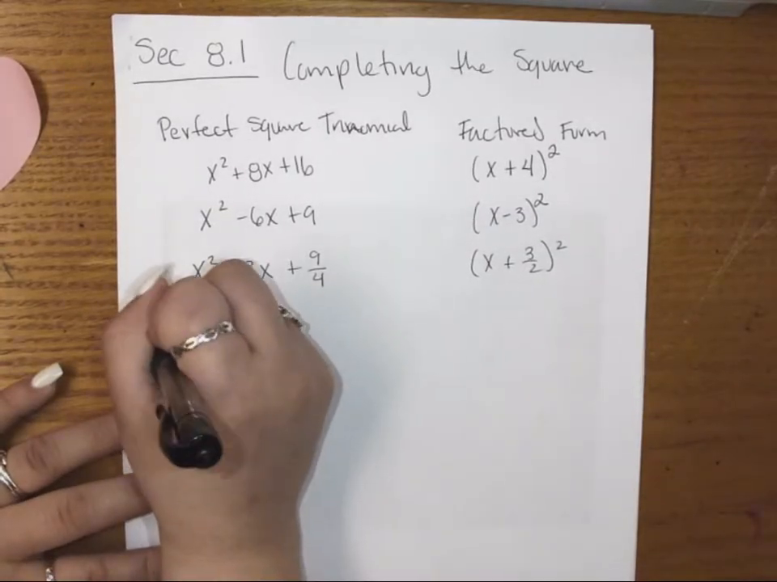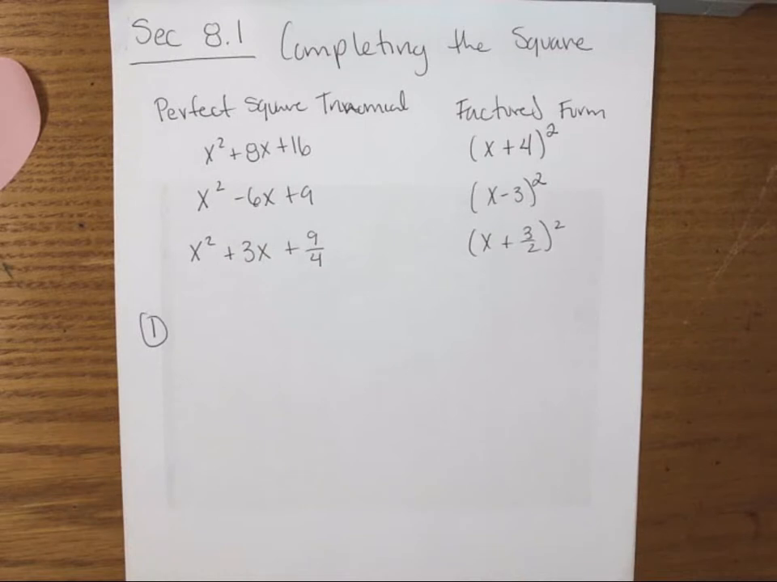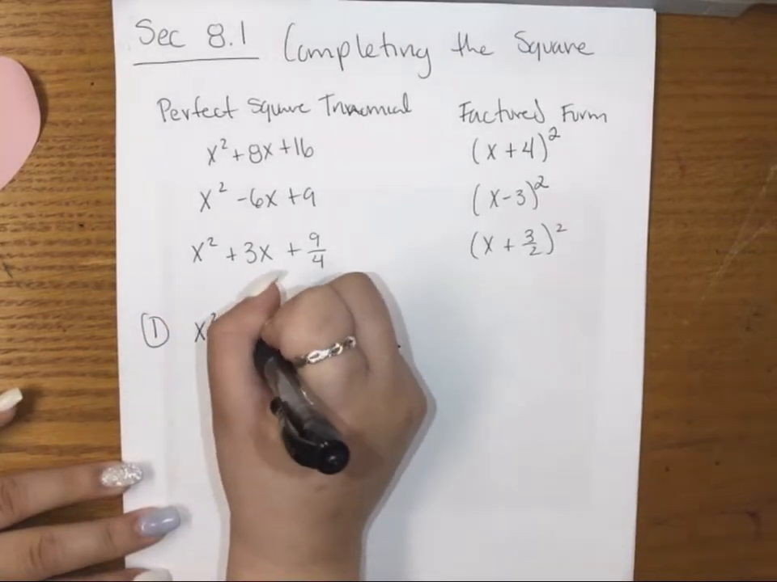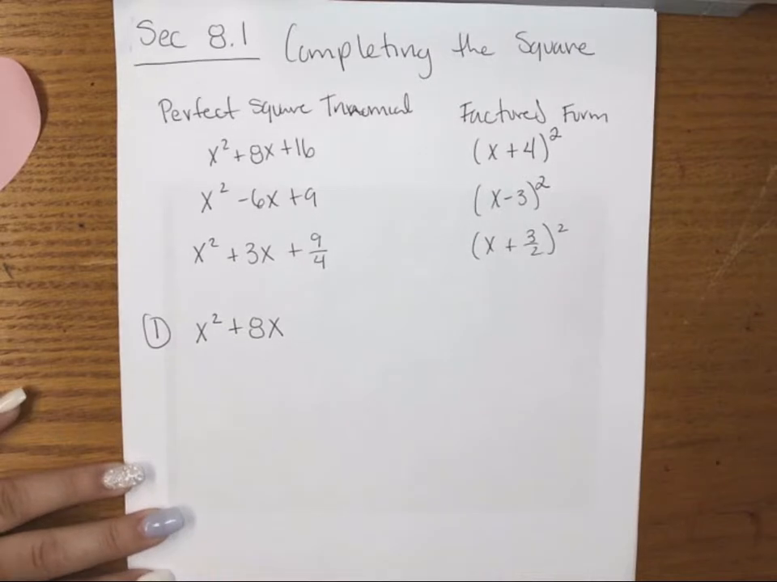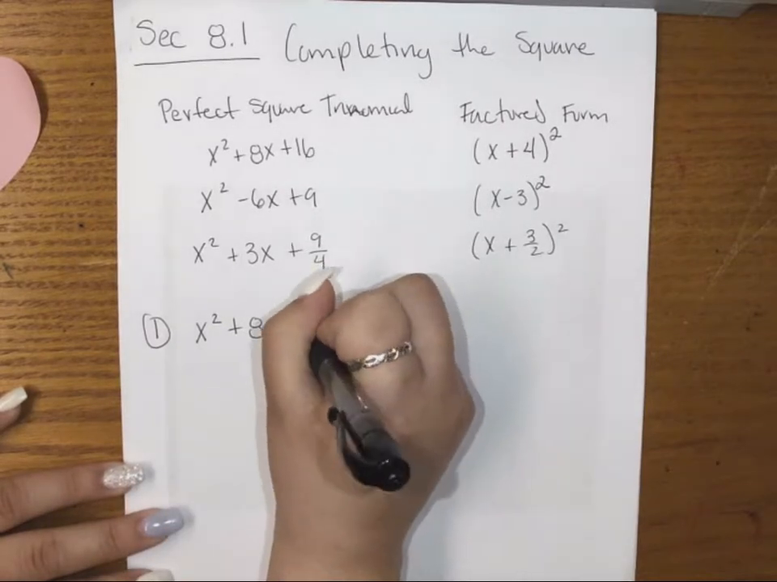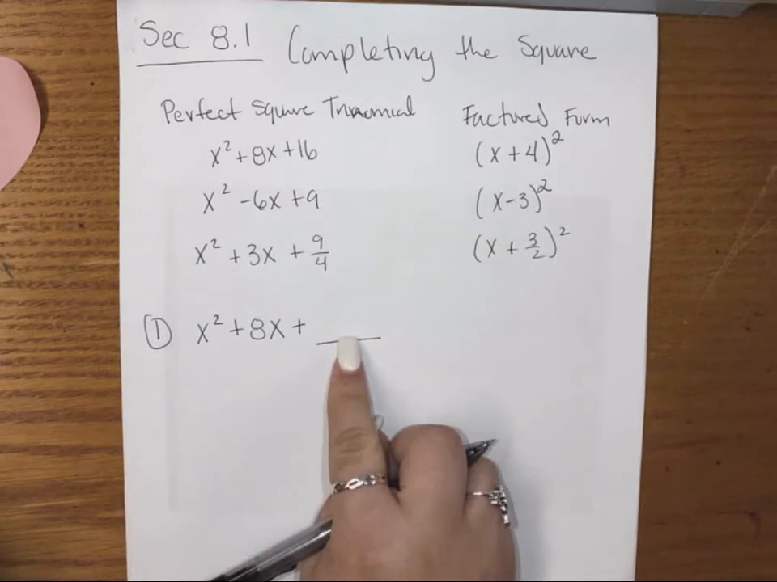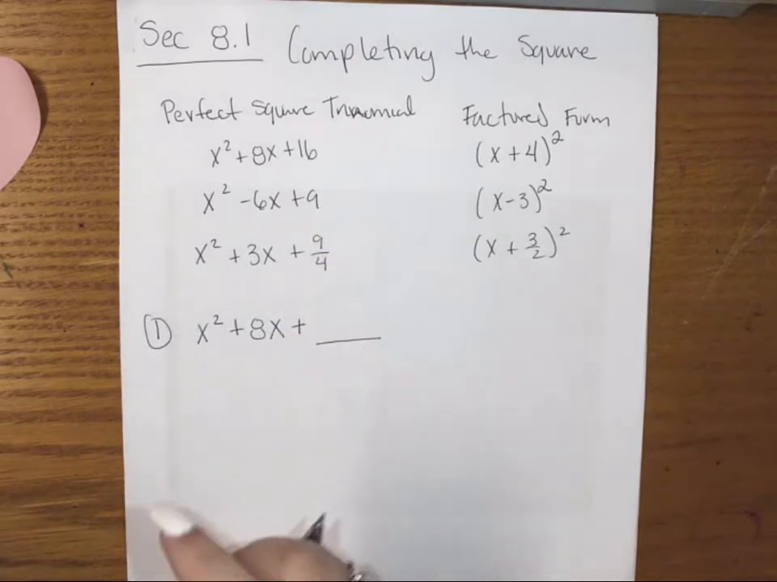So the first few examples, I just want to practice completing the square with you. We don't have to solve it all the way, so let's just practice completing the square. This is how you create a perfect square trinomial. If we have x squared plus 8x, in order to make this a perfect square trinomial, we need to add a number that makes it a perfect square trinomial.